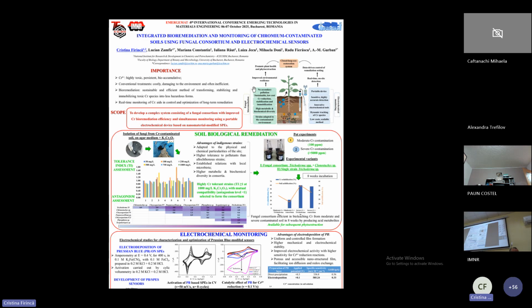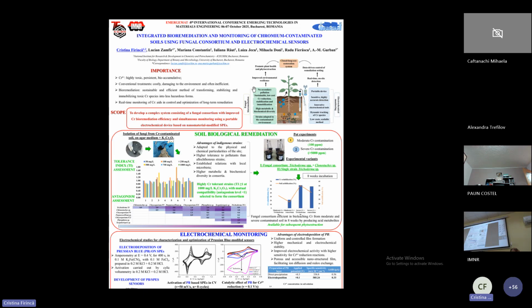Heavy metal pollution is one of the most important challenges we face currently in environmental terms, and most of the conventional treatments available can be costly, disruptive, and generate secondary pollution. Chromium, especially in its hexavalent form, is highly toxic, persistent, and bioaccumulative, making its removal difficult. Also, real-time monitoring is necessary for the long-term assessment of remediation outcomes. That is why we need integrated approaches that are more sustainable, efficient, and sensitive.